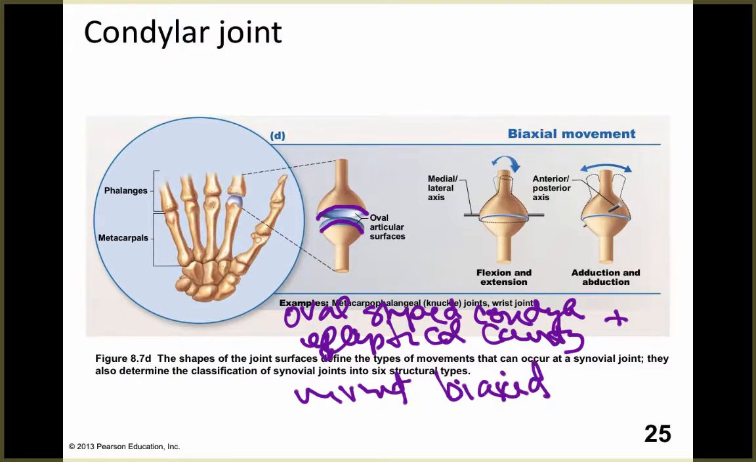You can see it can move this way, medial, lateral, or anterior and posterior, right? And the perfect example of where you find these is basically in the metacarpal phalangeal joints. They show you those right in there between the metacarpals and the phalanges here. And you can also find these in the wrist joints as well.